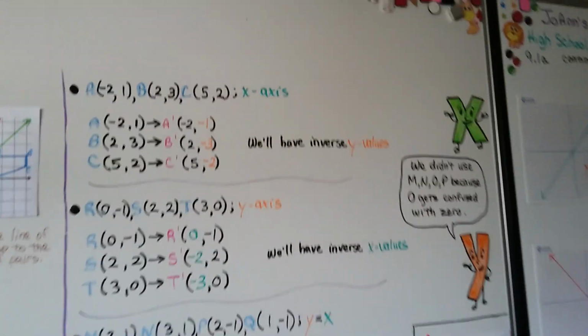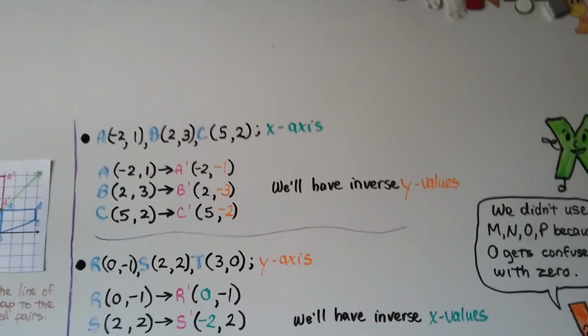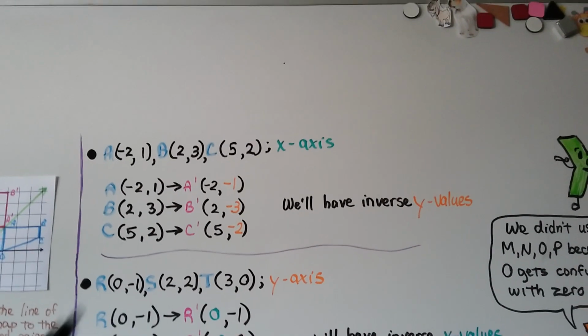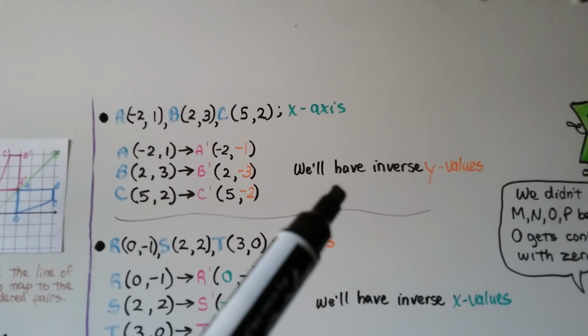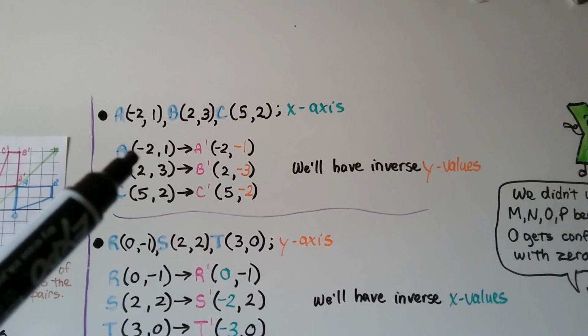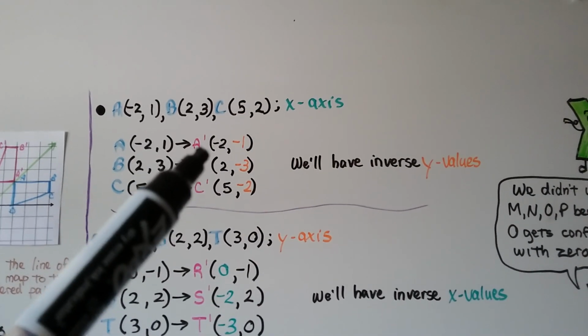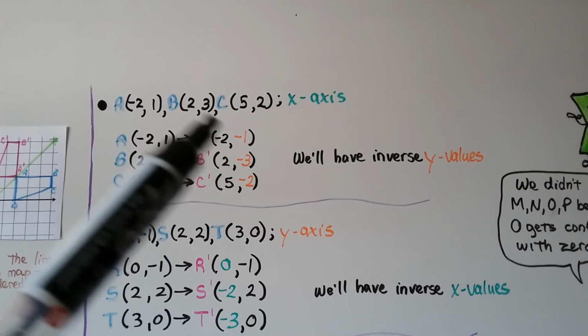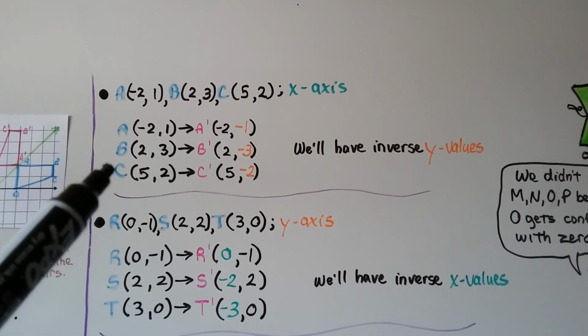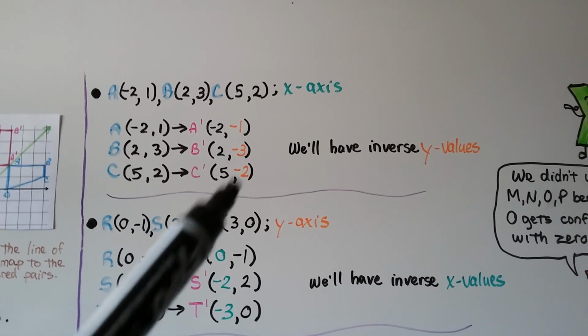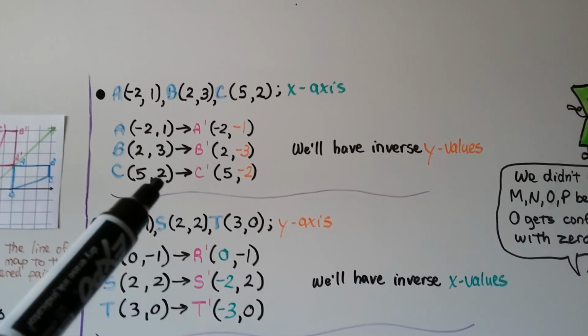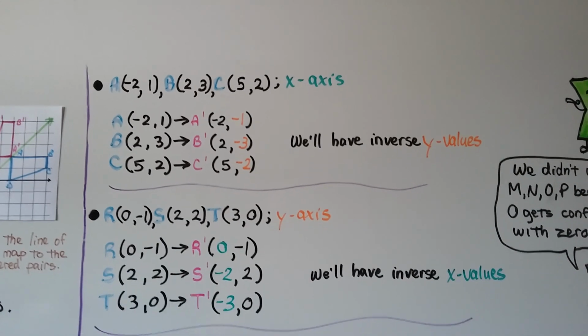So here we've got some more. We've got ABC. That tells me it's a triangle. There's 3 points. We need to go across the x-axis. That tells me we're going to have inverse y values. So for A, we've got a -2, 1. For A prime, we're going to have -2, -1. See, it's the inverse of the 1. We have B, 2, 3. It's going to map to B prime 2, -3. And the y value for C, this 2, is going to be a -2.